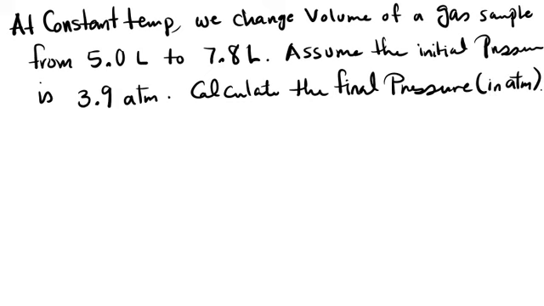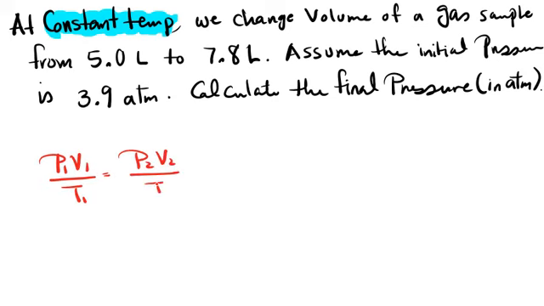As you see here, in this example, our problem focuses on constant temperature. So let me write the equation here. I'm going to write P1 V1 over T1 is equal to P2 V2 over T2. It says constant temperature, so we can remove temperature from our equation. So our equation is P1 V1 is equal to P2 V2.